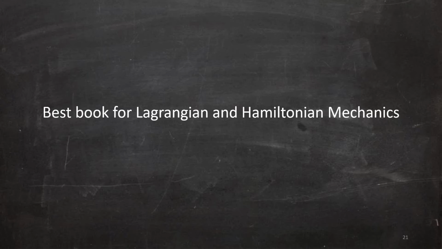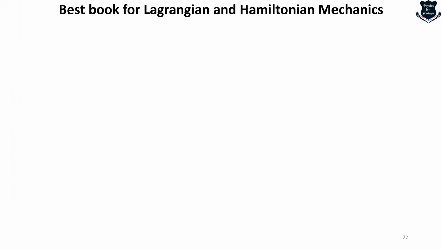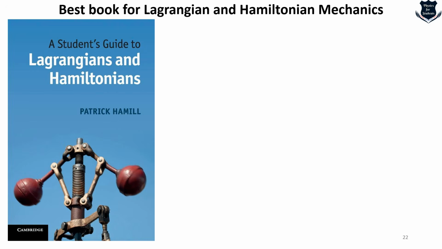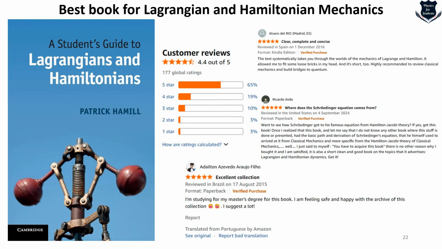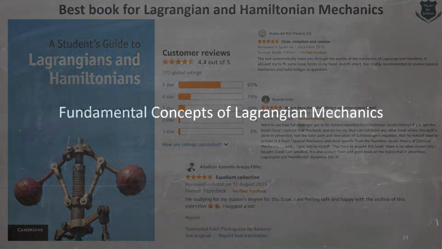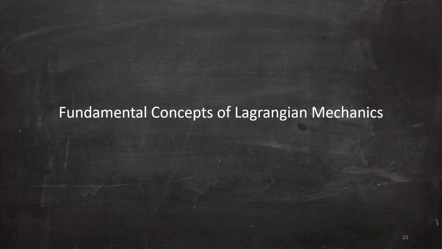What is the best book for learning Lagrangian and Hamiltonian mechanics? Now, the best book which I have found is Patrick Hamill's Student's Guide to Lagrangian and Hamiltonian Mechanics. You can find the customer reviews and see what comments people have written. I found this is an amazing book. It is not amazing just because it is well written, but because of the way the book has been divided, the way the concepts are logically taken.